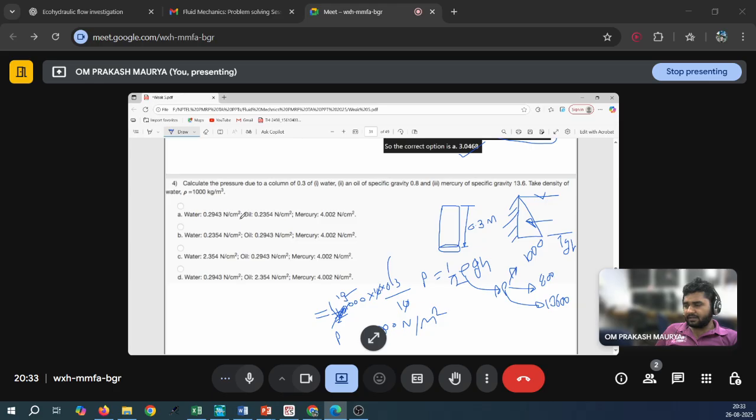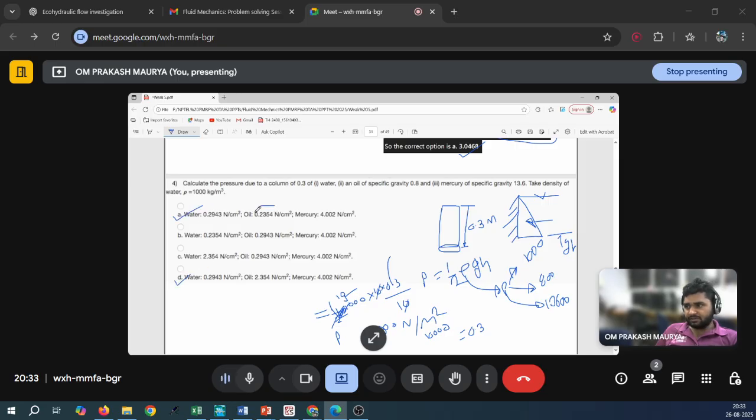So here the answer is given in centimeter. So for centimeter, you convert this meter into centimeter, and once you convert, then 0.3. So this one, or 29 you can say, maybe option A and option D are correct.